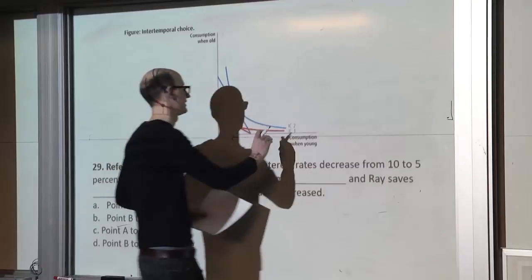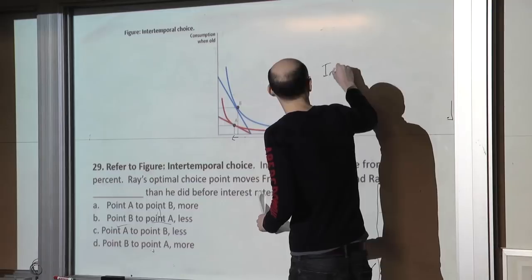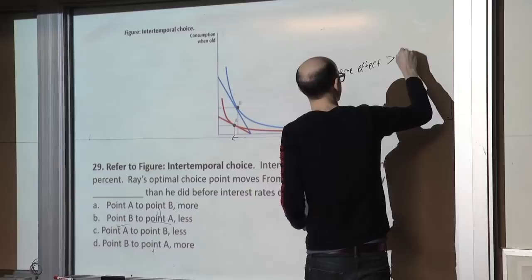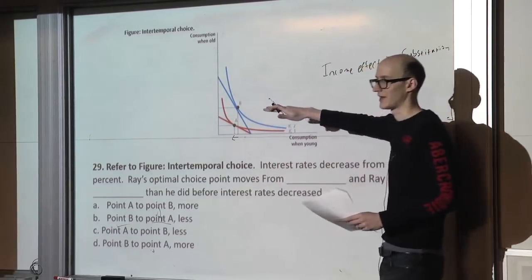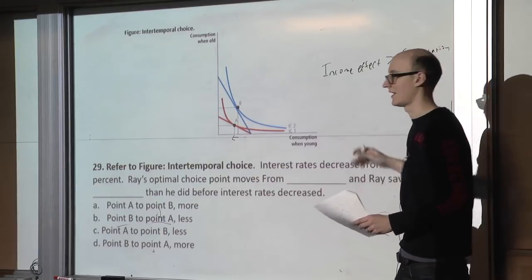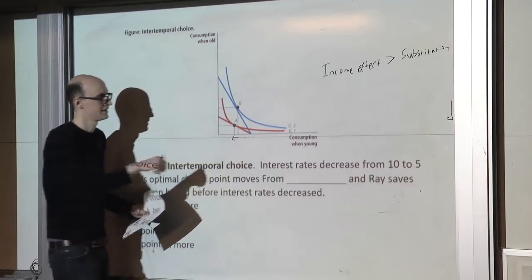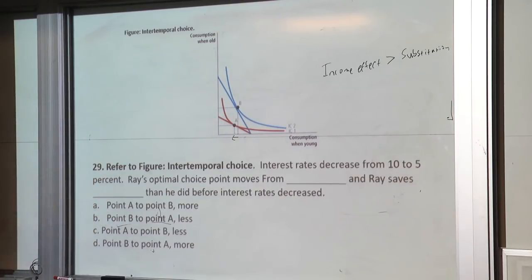This implies that the income effect is greater than the substitution effect. Because normally if the price of another good goes up, then I'm going to substitute towards the other good, right? But because the price of that other product went up, I also have less total income to split between the two goods, consumption when I'm old and consumption when I'm young.